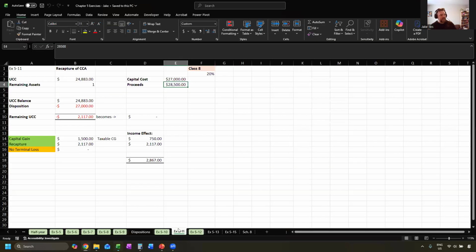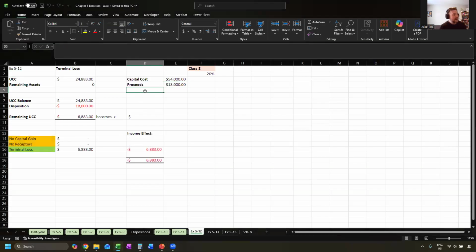So what happens here? The proceeds were $18,000. That's less. It was $9,000 each. Each asset was $27,000, a total capital cost of $54,000. The proceeds were significantly less than our original cost, so the proceeds is what we will subtract from our UCC balance. After this transaction, there are no assets remaining. We had two properties, and then both properties were sold.